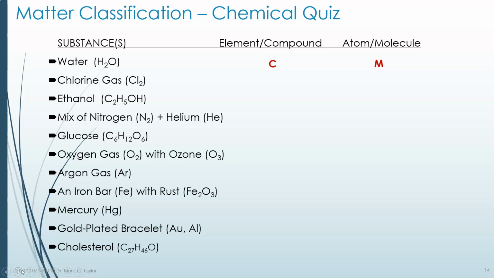Chlorine gas, Cl2, this is a very deadly gas. It actually is an unusual color. It's a yellow-green color. In fact, that's where the name chlorine comes from. It's from the ancient Greek word chloros, which means yellow-green.